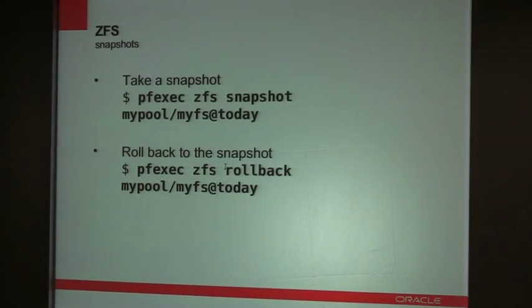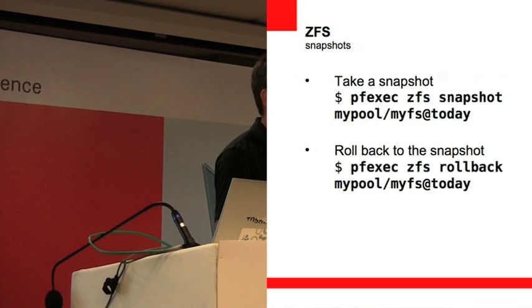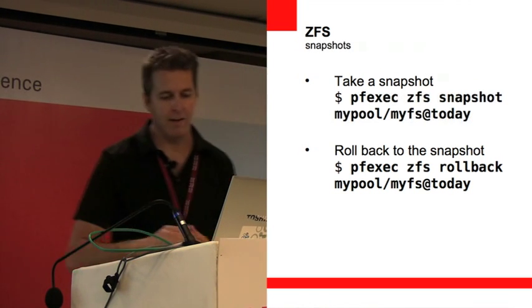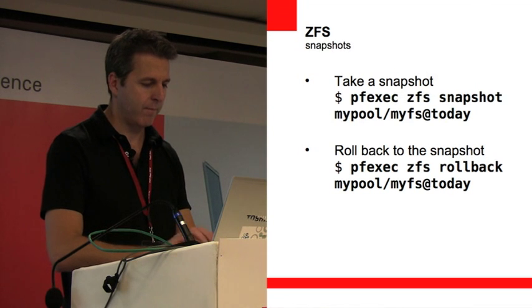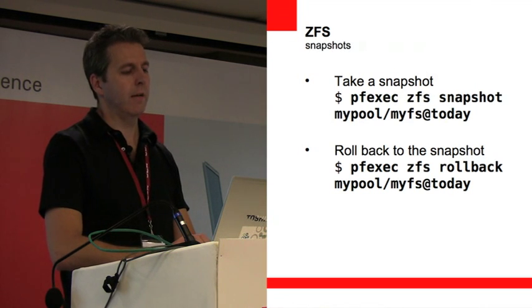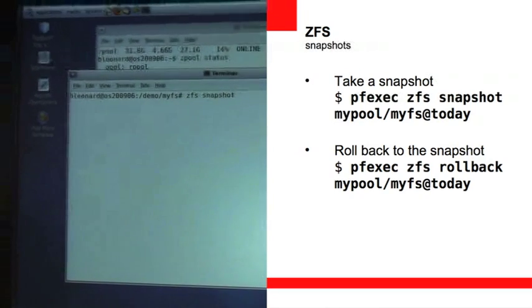Okay, so that's the file system. The next thing we can do is take a picture of that file system, or what we call a snapshot. And this is one of the real powers of ZFS. Simply, zfs snapshot. And then what I'm going to snapshot is the data set name.